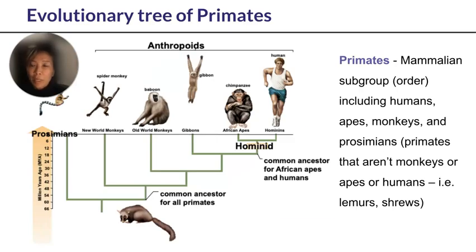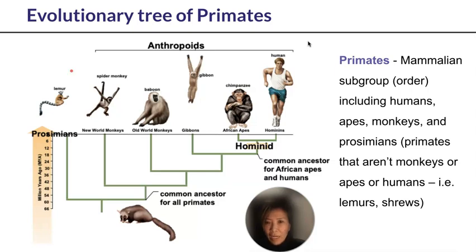Okay, so the evolutionary tree consists of primates, and primates are a mammalian subgroup that includes humans, but it also includes apes and monkeys. And lastly, prosimians, which are primates, but they are not monkeys or apes or humans. So examples would be a lemur or a shrew.